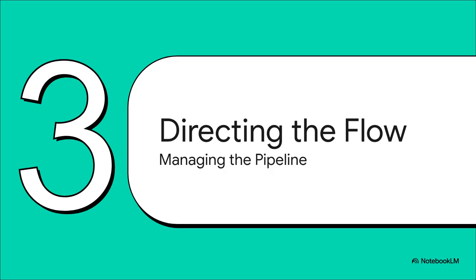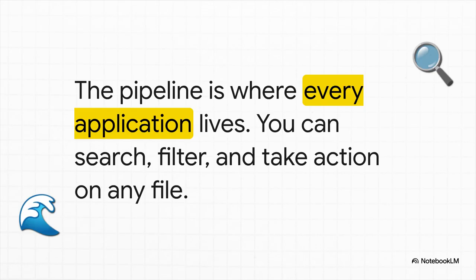Now let's zoom in and get our hands dirty in the pipeline itself. This is where an admin goes from just watching the flow of business to actually directing it. This page is basically the master list. Every single application, from the moment it's an idea to the day it's funded, lives right here. An admin can instantly search for a specific borrower by their email or filter the entire view by the loan stage. It gives them total visibility and, more importantly, total control.